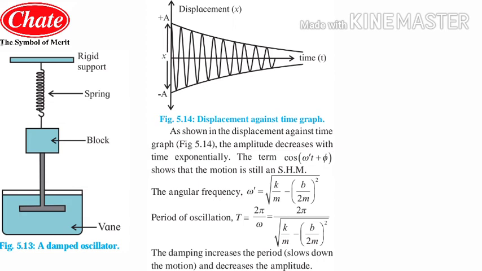So the term cos(ω't + φ) shows the motion is still SHM. The angular frequency ω' will be equal to the root of k/m minus (b/2m) squared. Thus, the period of the oscillation can be given as T = 2π/ω'. So T = 2π upon the root of k/m minus (b/2m) squared. So damping increases the period and decreases the amplitude. This is the conclusion we can draw from this displacement against time graph.